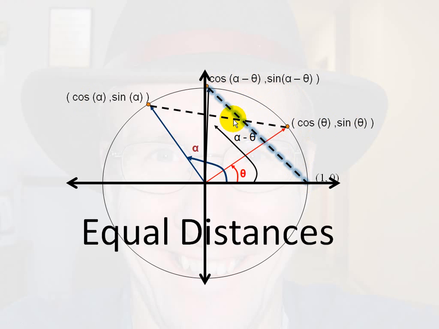Now, those distances are the same. Because remember, the way we got this line segment from cosine of alpha minus theta, sine of alpha minus theta to 1, 0, the way we got that is simply by rotating the segment from cosine alpha, sine alpha to cosine theta, sine theta. So those segments are the same length.